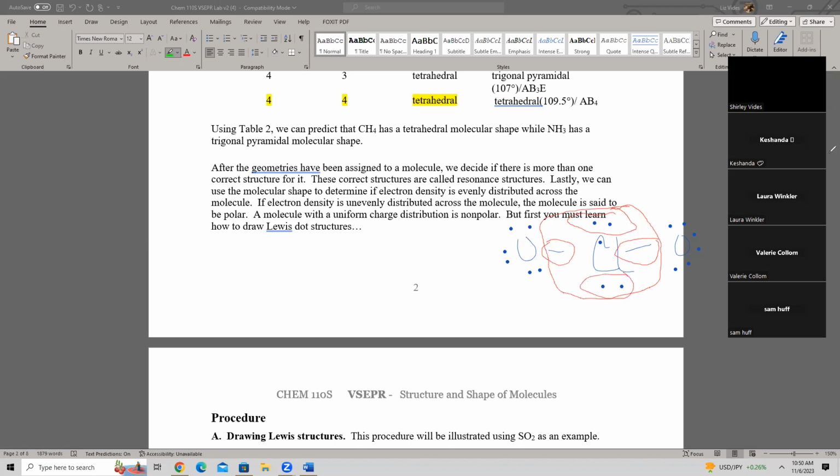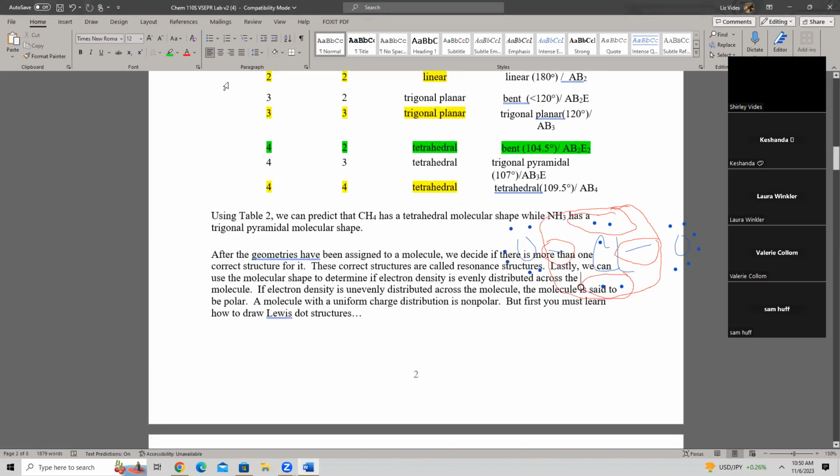If you look at our green highlight, 4 are electron groups, 2 are bonds. So it's tetrahedral in electron group geometry, but it's bent in shape. Okay, and the angle is 104.5. So that's how you would do all of them.